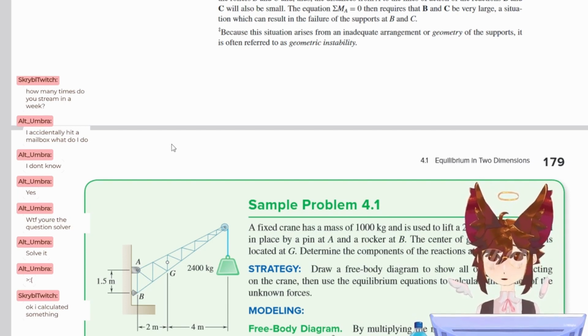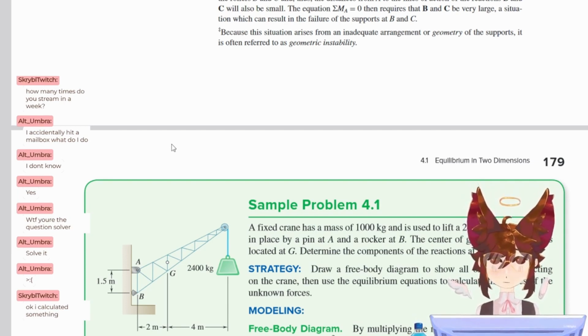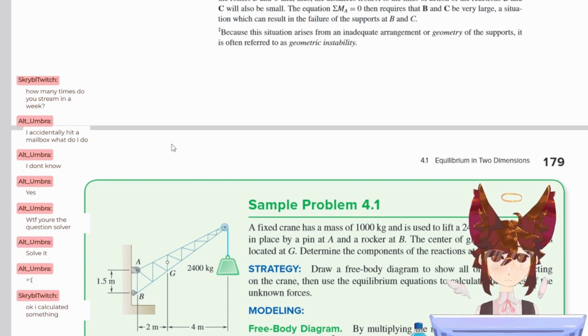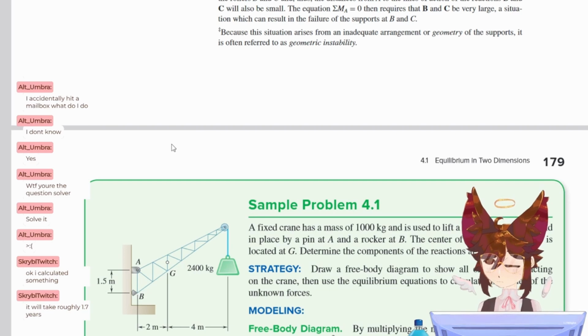Okay, a fixed crane has a mass of 1,000 kilograms and is used to lift a. Okay, so it means that we need a centroid. Determine the components of the reactions at A and B. So this is not really too much of a truss question. This is an overall equilibrium question.